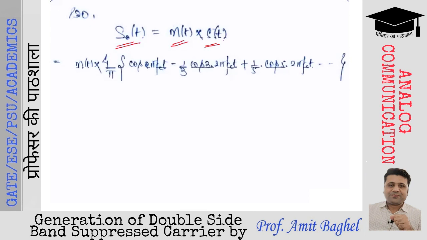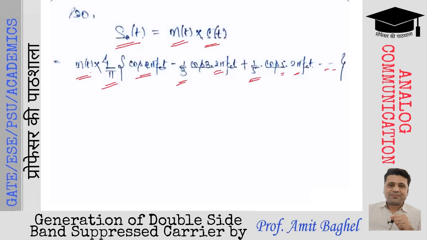You will find the mathematical expression of c(t) as 4 by pi cos of 2 pi fct, minus 1 by 3 cos of 3 times 2 pi fct, plus 1 by 5 cos of 5 times 2 pi fct, minus 1 by 7 plus 1 by 9 and so on. Okay, and we are multiplying m(t) with this c(t).